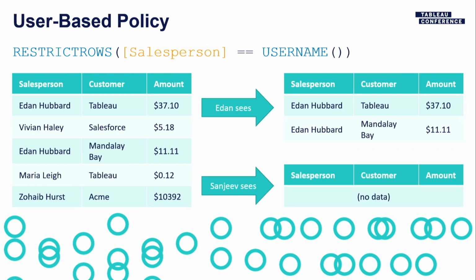So let's get a little more complicated. This is the same example I showed earlier. We're restricting the rows based on whether the salesperson is the current user. So in this case, if someone who's in that table queries the data, they can see their rows. If I query the data, I can't see anything. I get back nothing, which is correct. I'm not in that table.